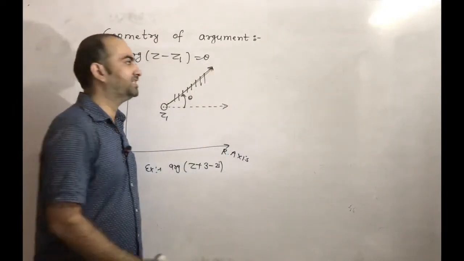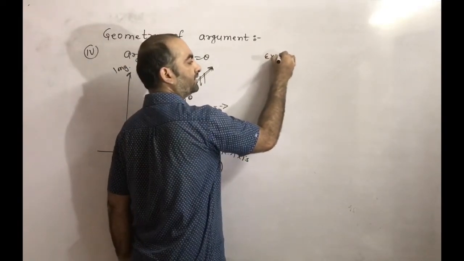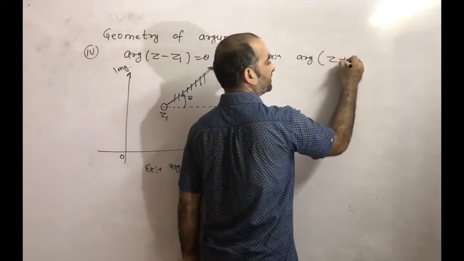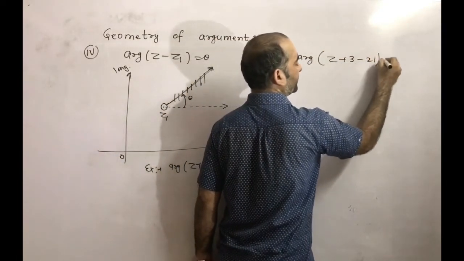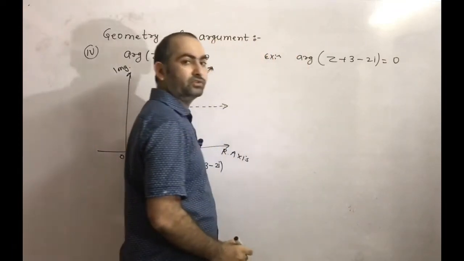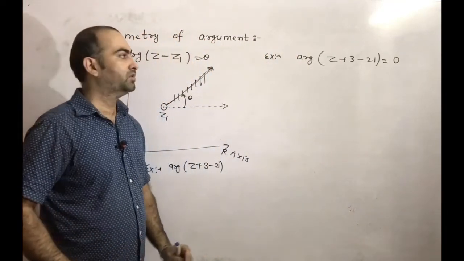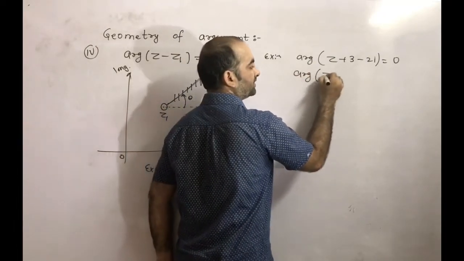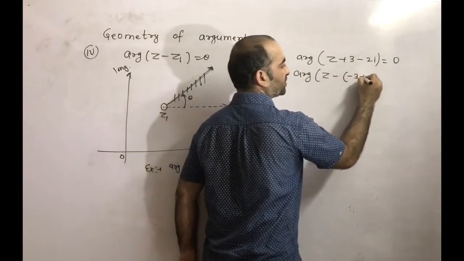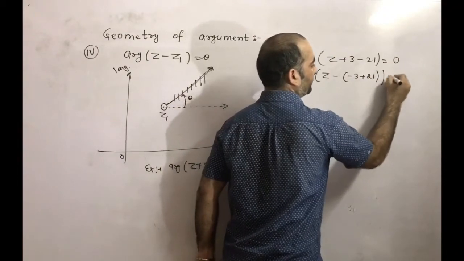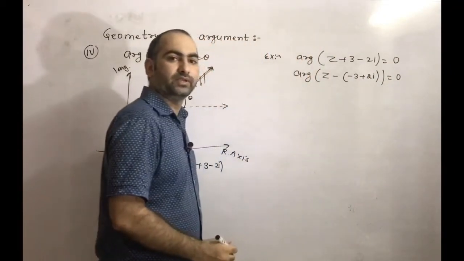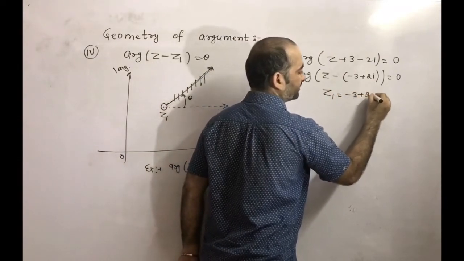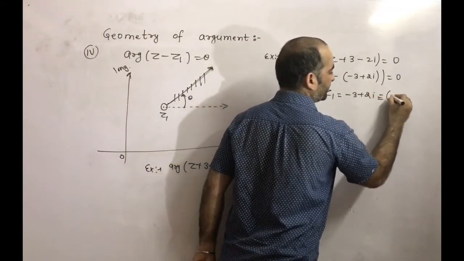Now, if we take one more example, then what will come? That example is the argument of z plus 3 minus 2i equal to 0. First we will find z1. First we will write this as the argument of z minus (minus 3 plus 2i). Like that we have to write. This is equal to 0. So here z1 is minus 3 plus 2i. So this is (minus 3, 2).